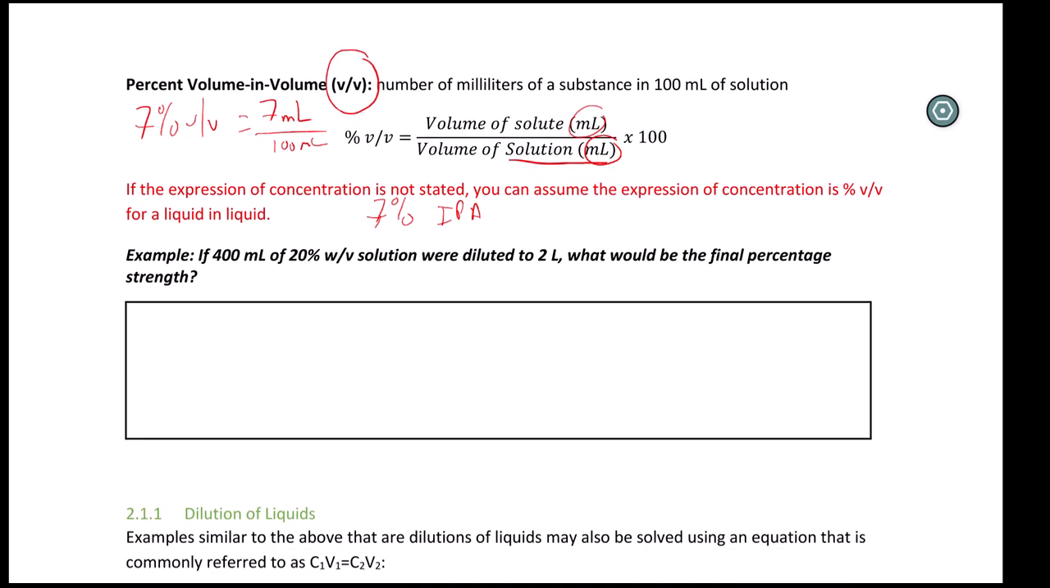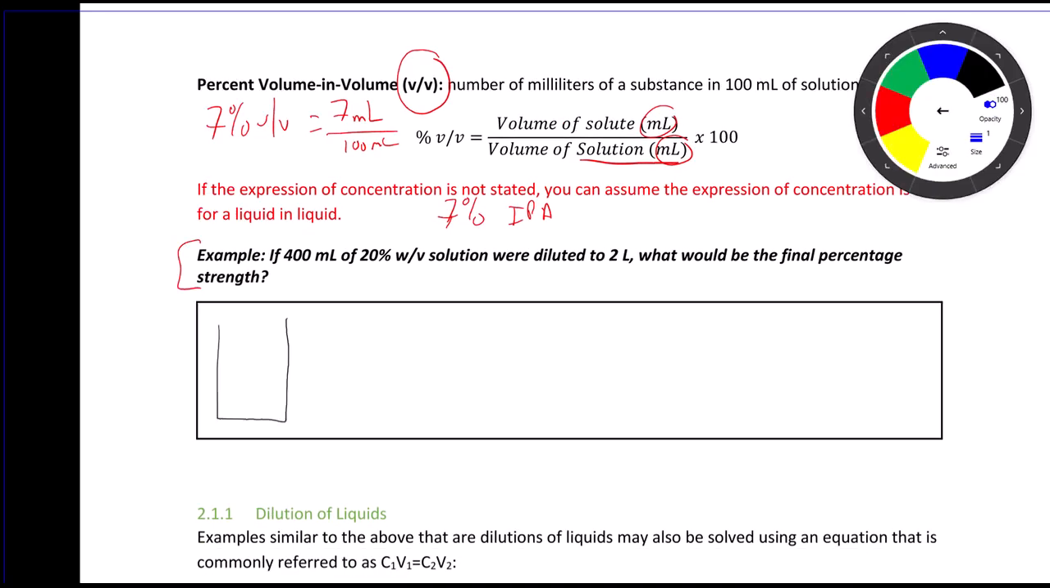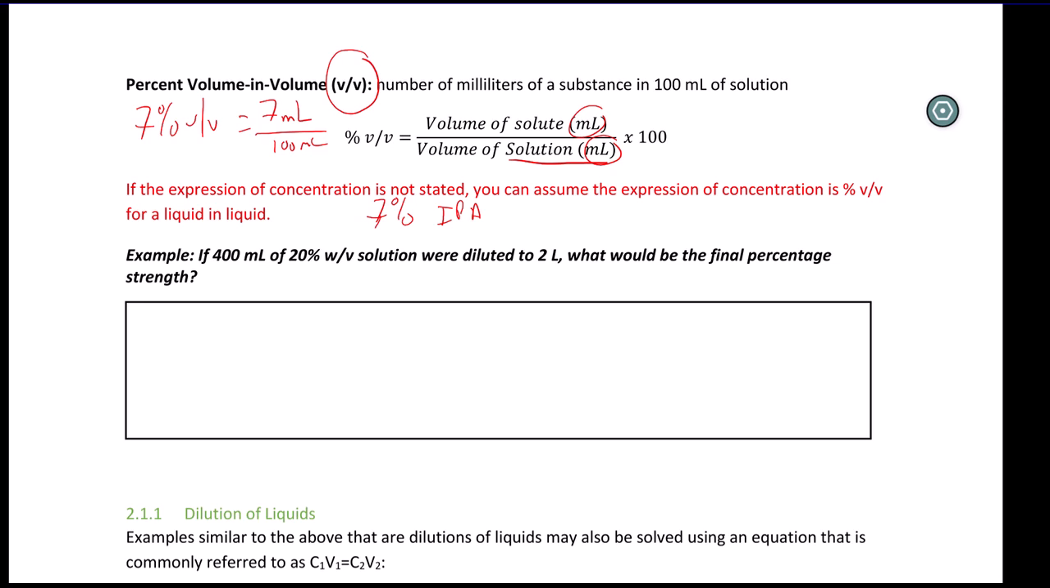So let's take that concept, do a little bit of math. Let's look at an example here. Let's say that you have 400 mLs of a 20% weight and volume solution, and that's going to be diluted to 2 liters, let's say. What will be the final percent strength of that?